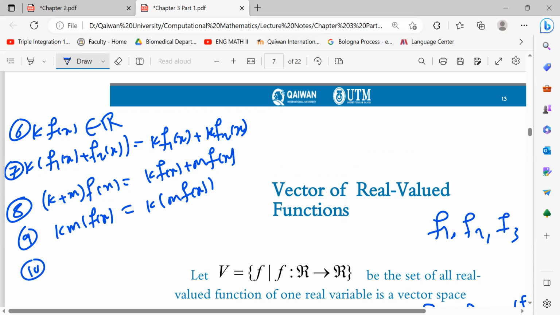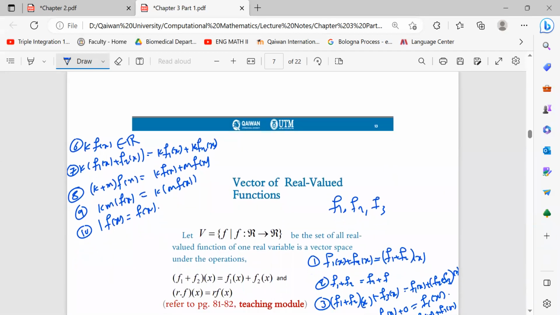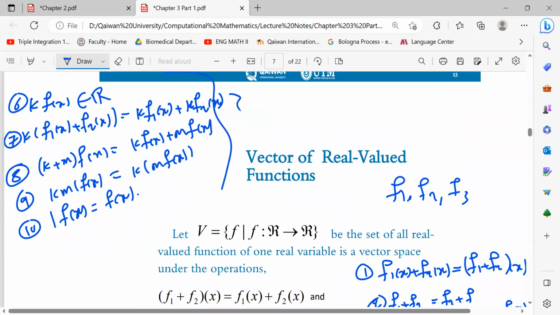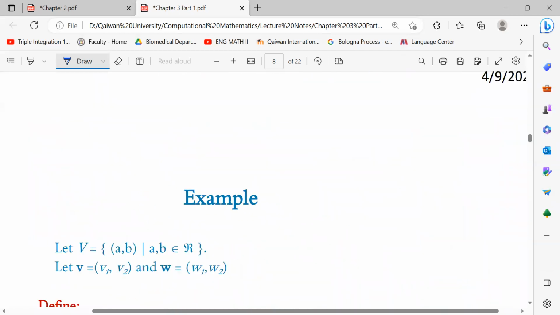Number 10 is if we multiply a function by 1, can we get f of x as well? Of course. Here it's just the rules. Okay, you need to give a little bit of explanation in these steps. It's not the final answer for this question. Here in some of these, you need to give some explanation. Okay, explain it. And it's easy to explain them.